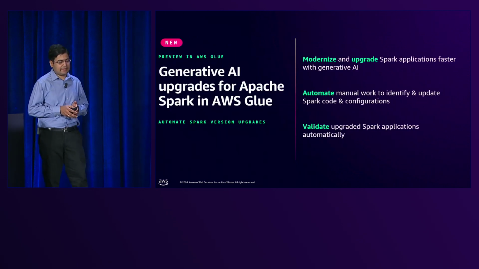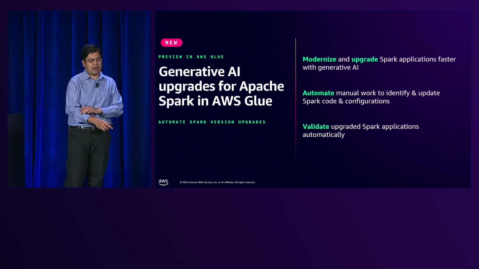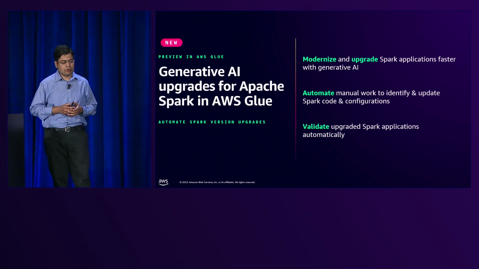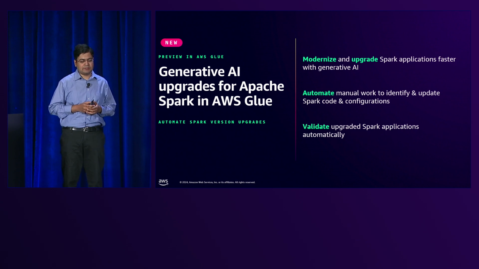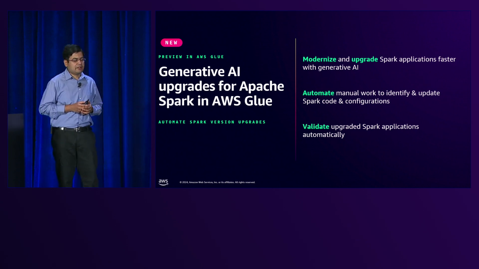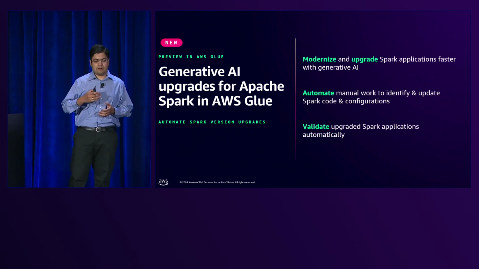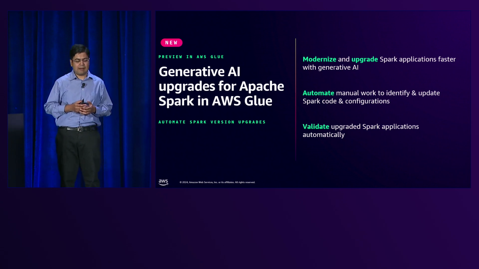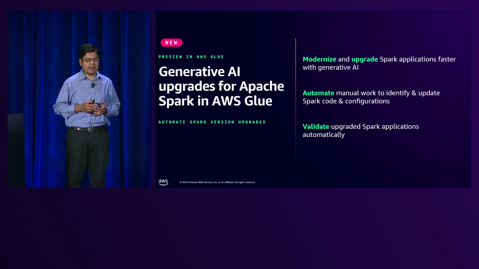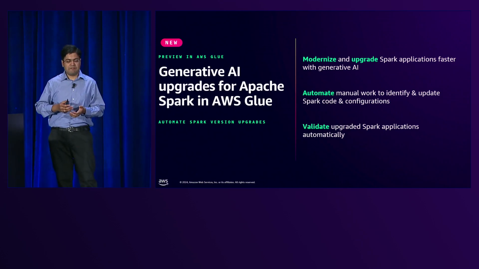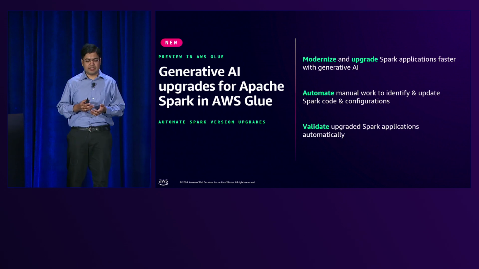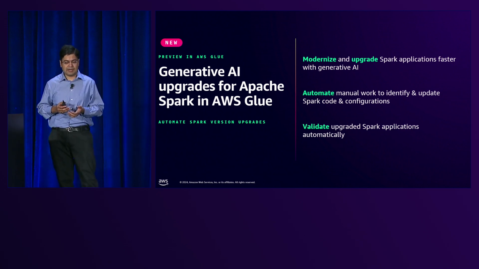The third capability is GenAI upgrades for Apache Spark in AWS Glue. This is also going in preview this year, and this will help automate the Spark version upgrades. Like I mentioned, when Spark releases happen, they typically make backwards incompatible changes to Spark APIs, which are both in Python as well as in SQL.